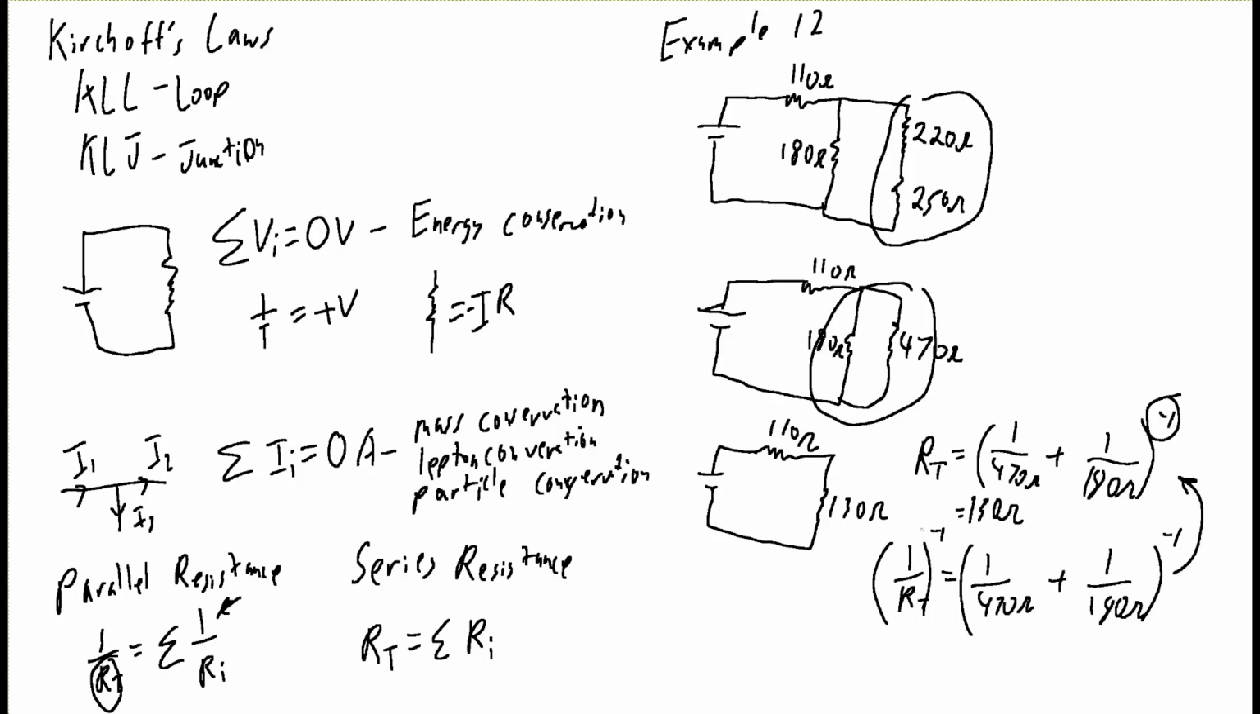Anyways, so that's 130. So now we have these guys in series, and we apply the series rule. 130 plus 110, that is 240 ohms. And in principle, I could actually build that because I believe those resistors are in front of me. And so we check that.